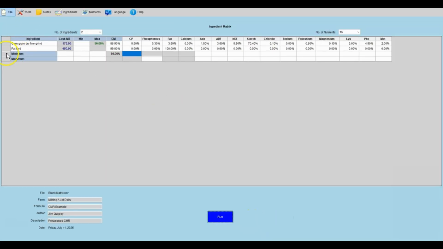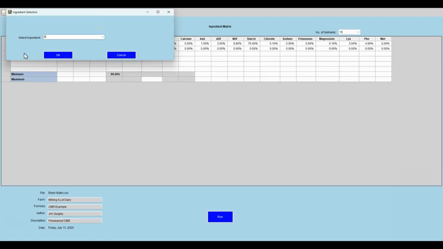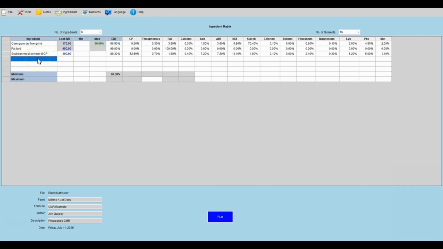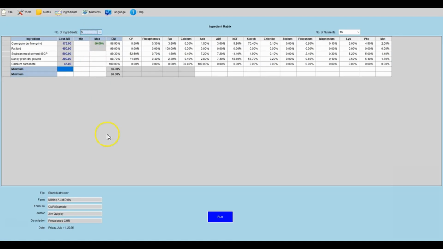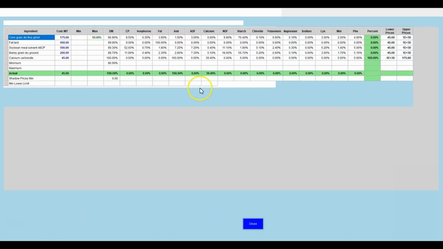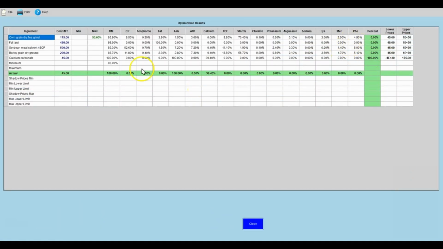Now let's expand the ration to include a few more typical ingredients. I'll add soybean meal, 48% protein, barley grain, and calcium carbonate. Soybean meal is priced at $500 per metric ton, barley at $200, and calcium carbonate at $45. If I set only a dry matter minimum of 86%, the solver selects 100% calcium carbonate. It's the least expensive ingredient and easily meets the dry matter requirement, even though it provides no protein or fat.